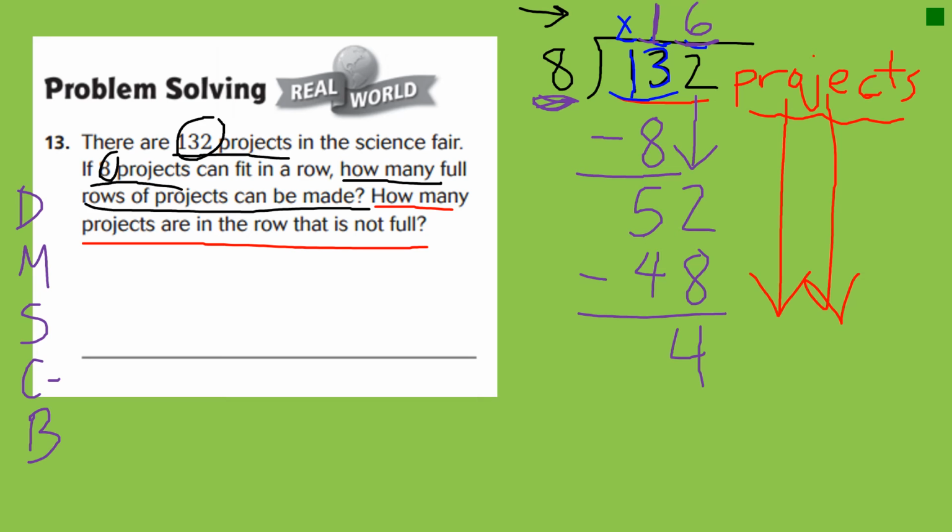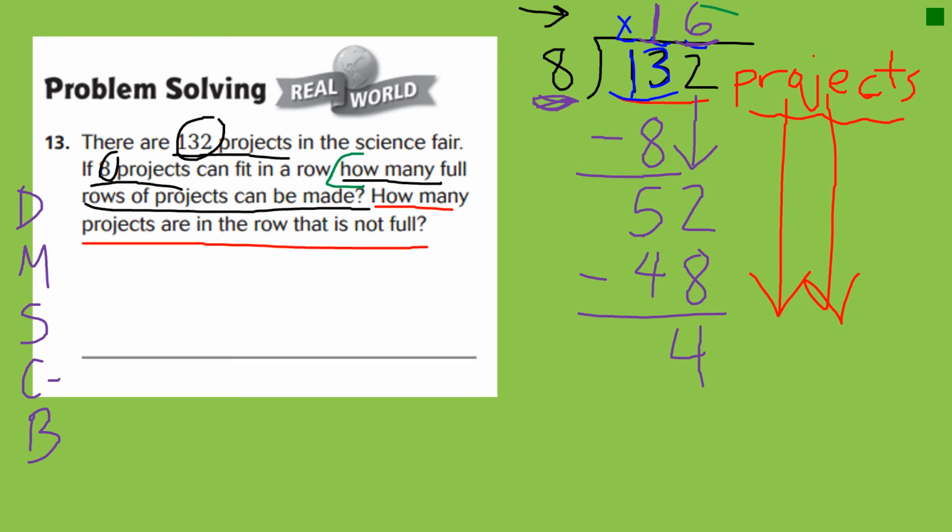Okay? All right, so I'm checking now. I'm on the C for check. 4 is less than 8. B for bring down. There's nothing left to bring down. Okay, so I finished with all the division. But now we have to look back and make sure we're answering what is in the question here. Let me see. Right there. How many full rows of projects?